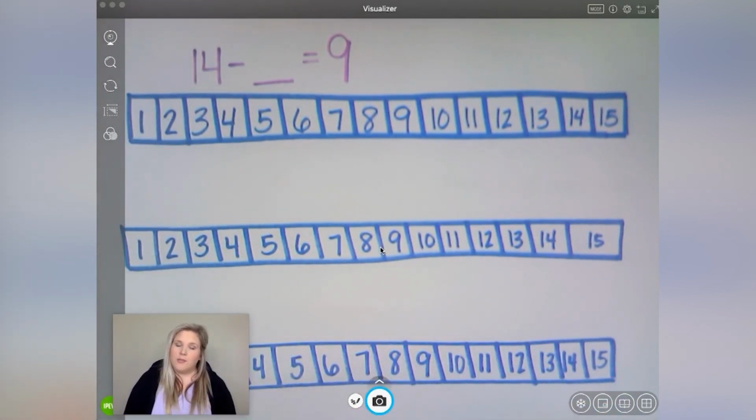Where should we start? I heard some of you say that we could count back and start at the number 14. So we are going to start at the number 14 today. I want you to take your pencil and I want you to circle the number 14.